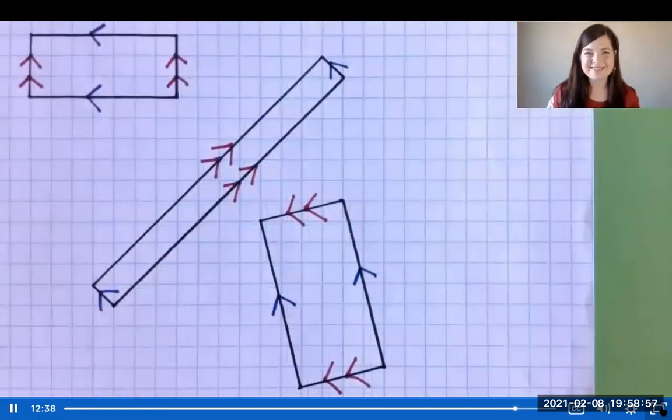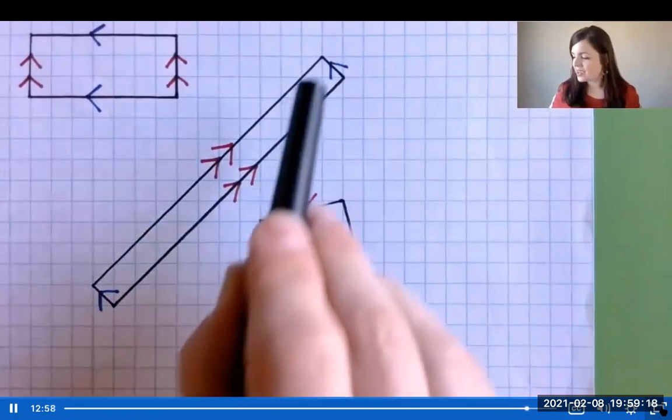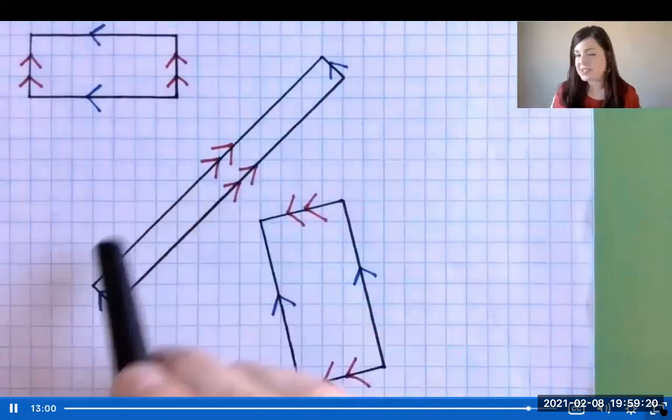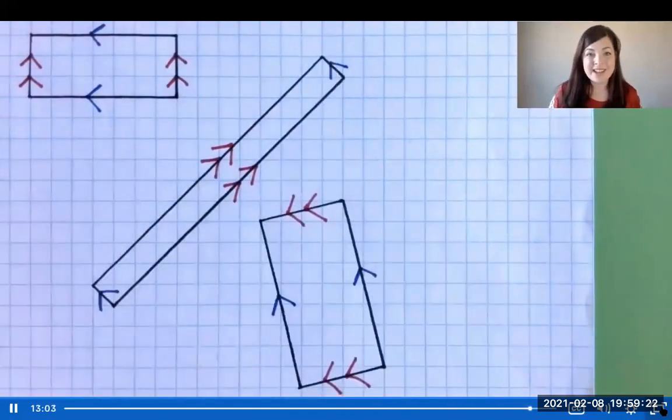So what did you discover? I found that for all the rectangles I drew, the opposite sides were parallel. So then, does the length of the opposite sides of a rectangle change the fact that they're parallel? No, the length of the sides doesn't matter. These short sides are parallel, just like these longer sides are parallel. Opposite sides of all rectangles are parallel.